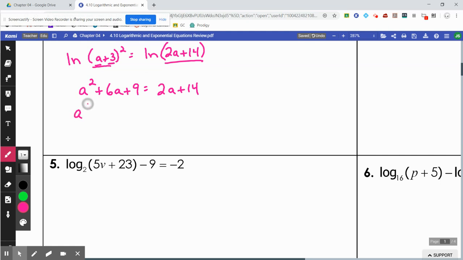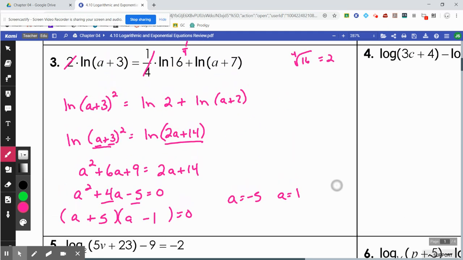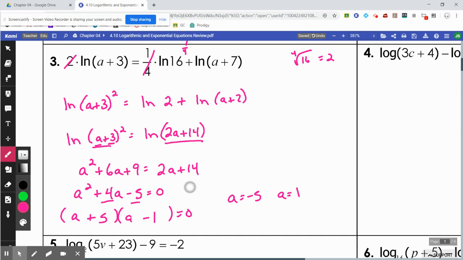Quadratic, move everything over. A squared plus, when you subtract 2, gives you 4a. Subtract 14 gives you negative 5. Factor it. A times itself that adds and multiplies would be a positive 5 and a negative 1. So therefore, you get a is either negative 5 or a is equal to 1. Make sure that they're both fine. When you plug in negative 5 here, though, negative 5 plus 3 gives you a negative 2. You cannot take the log of a negative, so we're going to have to throw that one out. The other one does work.